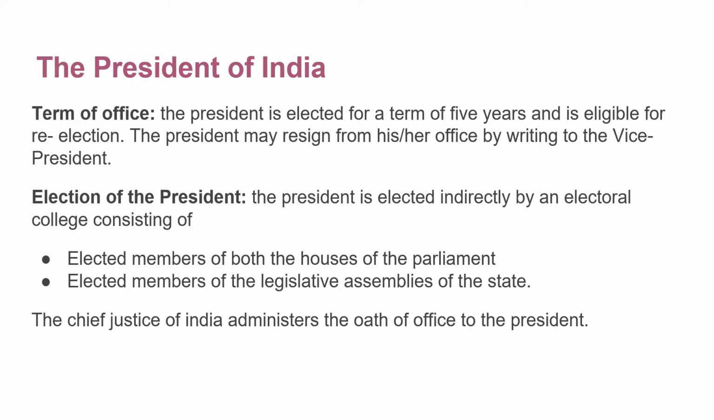Election of the President. The President is elected indirectly. Now we elect our MPs and MLAs by direct election. We put votes. But that is not the case with the President. The President is elected indirectly by an electoral college consisting of both the members of the Parliament, both the houses of the Parliament, the Lok Sabha and the Rajya Sabha, and also the elected members of the legislative assemblies of the state. The Chief Justice of India administers the oath of office to the President.